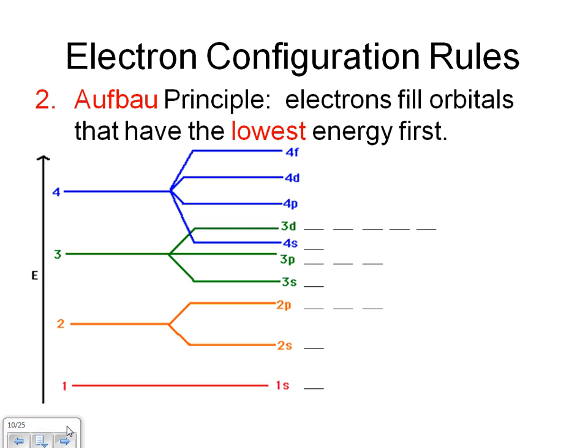Okay? So the second principle, so this is the second thing you will need to fill in, is called the Aufbau principle. Right? And it just says electrons fill orbitals that have the lowest energy first.